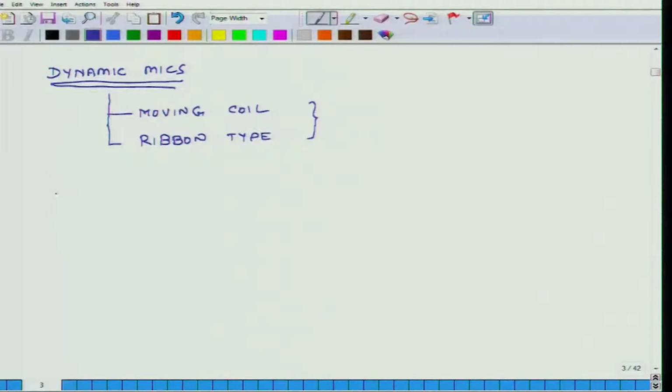Then there is another category, and these are known as piezoelectrics.